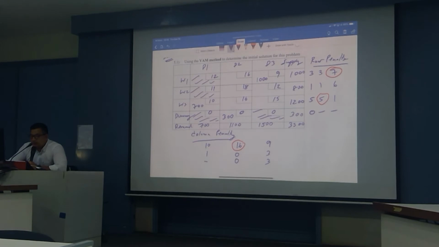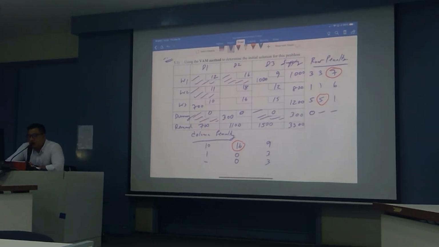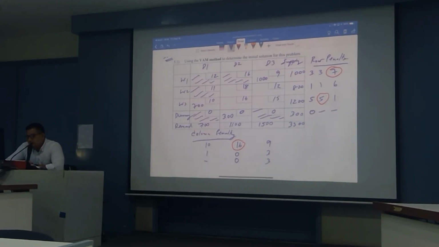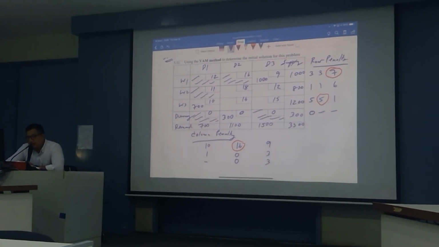So when we deliver 1,000 here, we can know that the next round, this cell, the V1, V2, we will not consider anymore because we use all the capacity that we have. Then we start the process again.